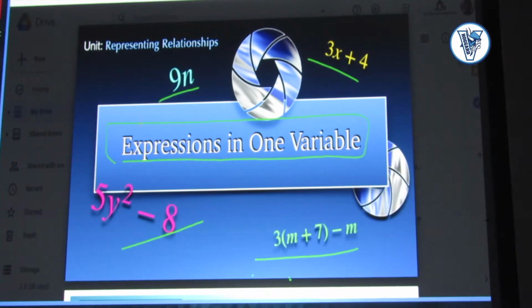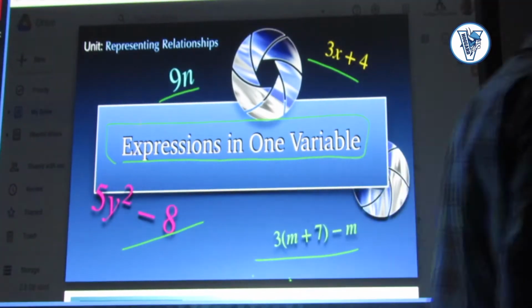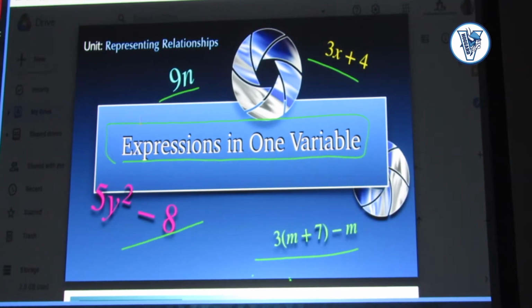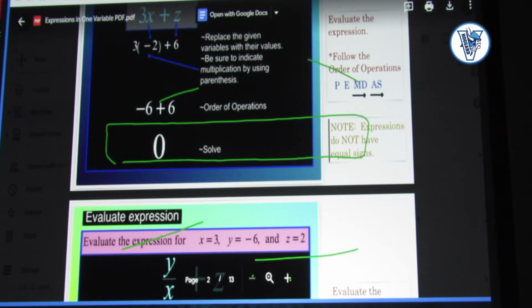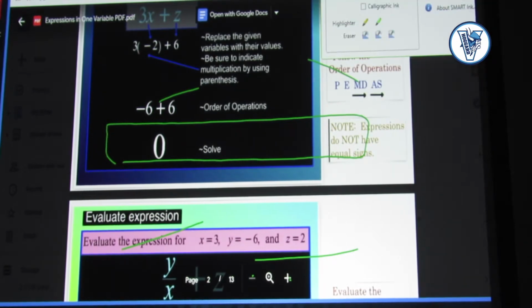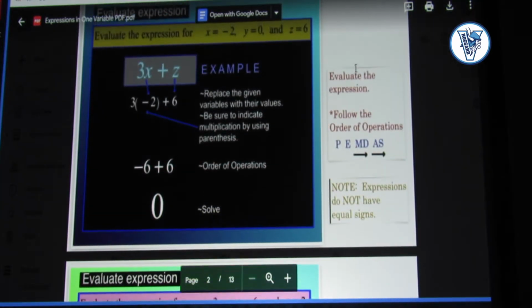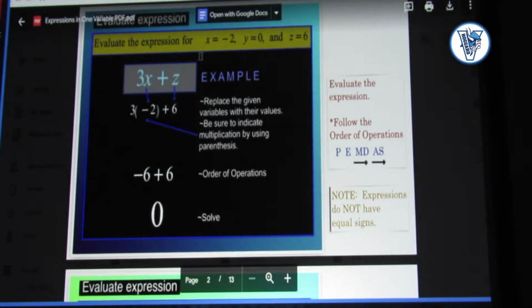I don't see any equal signs anywhere. Expressions do not have equal signs. That's an obvious distinction, but it's really important. So here's just an example of evaluating an expression.